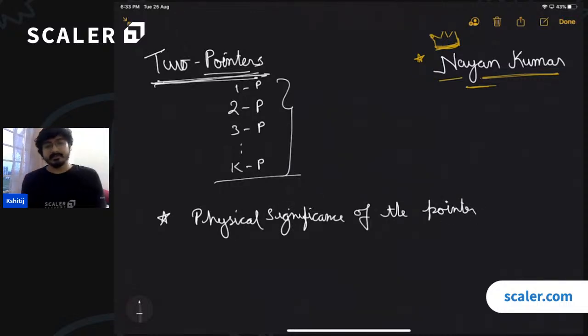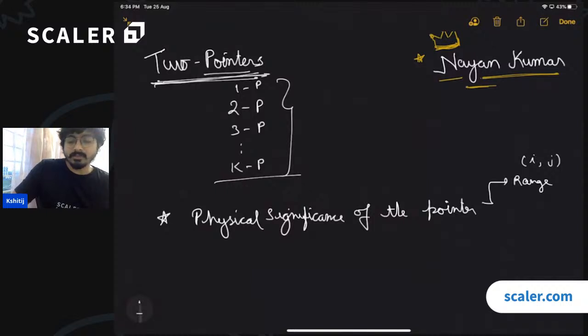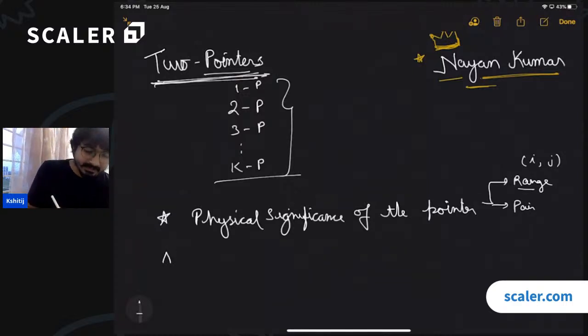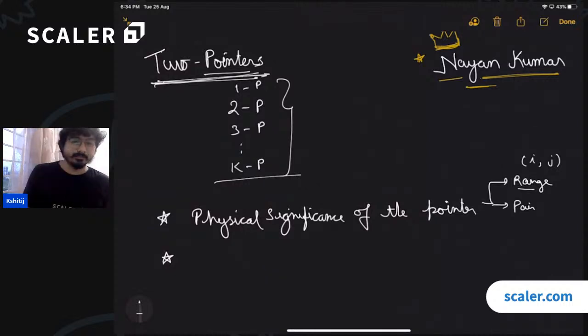What do we mean by the physical significance? Physical significance means, what do the pointers represent? Because pointers might represent a range from i to j, or they might represent a pair i comma j, or some other thing. But you have to be very conscious about what the pointers are actually representing. The second thing that you have to always keep in focus is how to initialize the pointers.